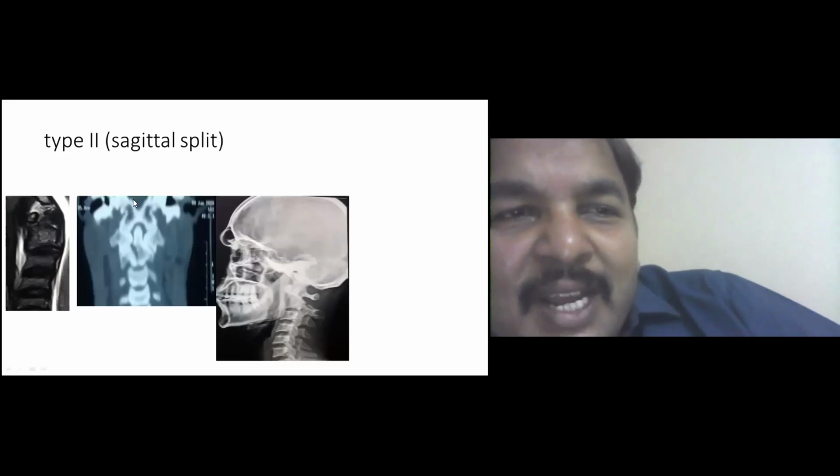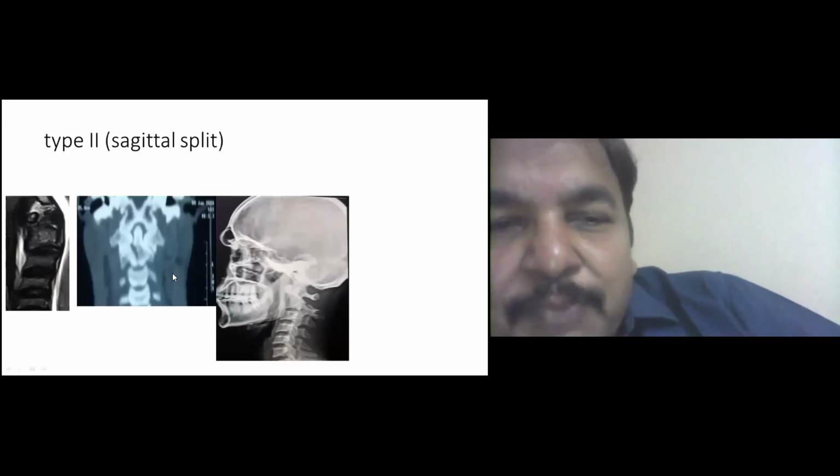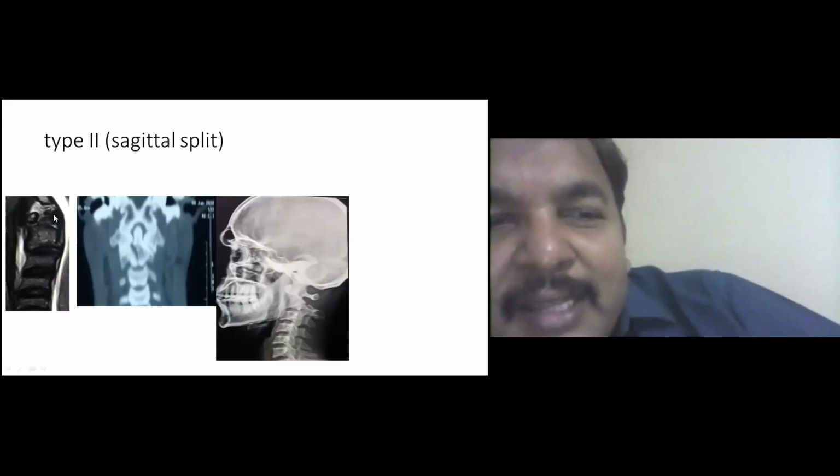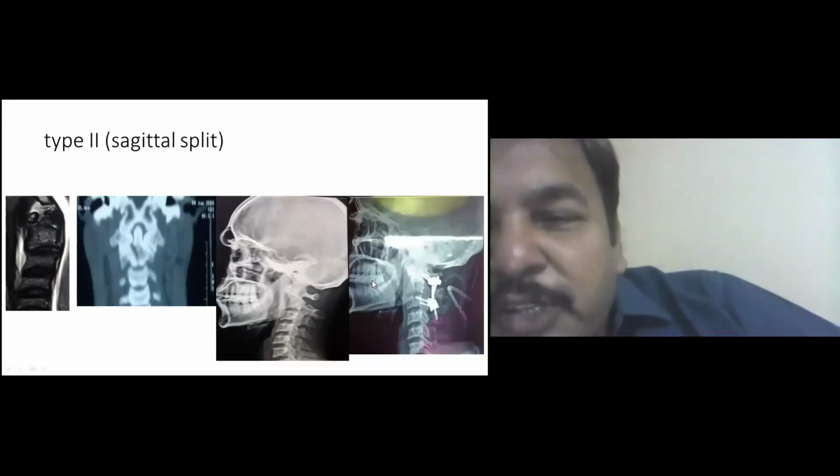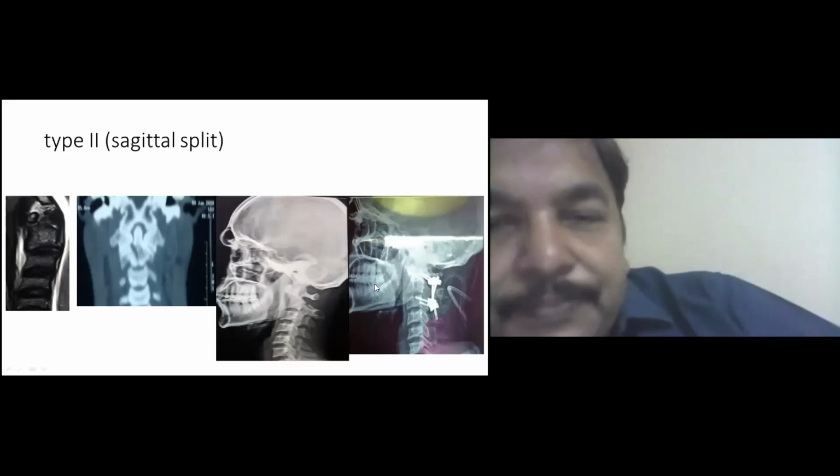So this is a typical case of type 2 sagittal split, where we advised the patient to have a halo. When you look at the MRI, there is a lot of ligamentous injury. So the patient wanted surgery, and this patient was treated with posterior C1, C3 fixation.